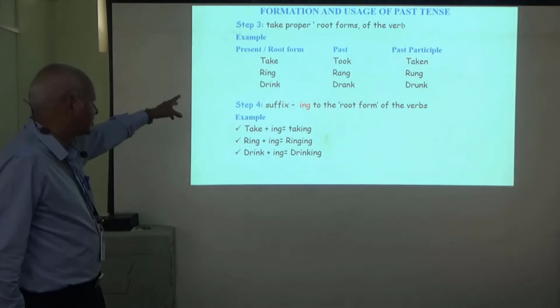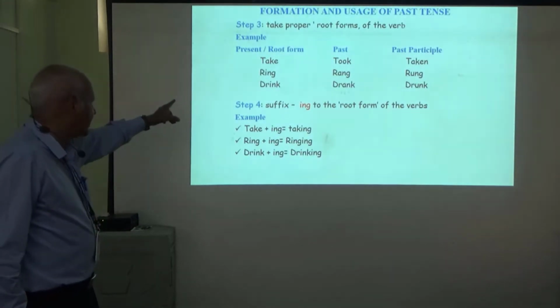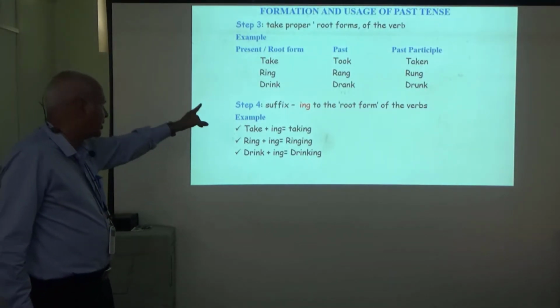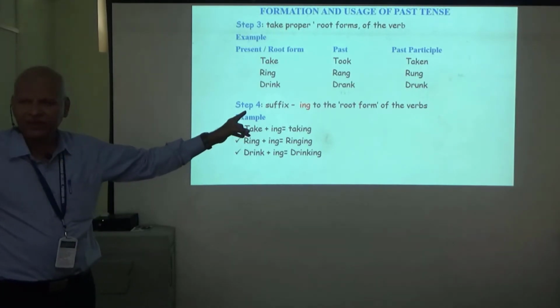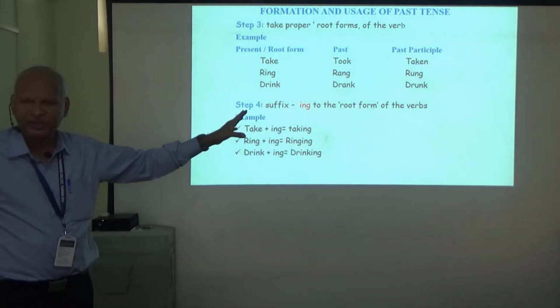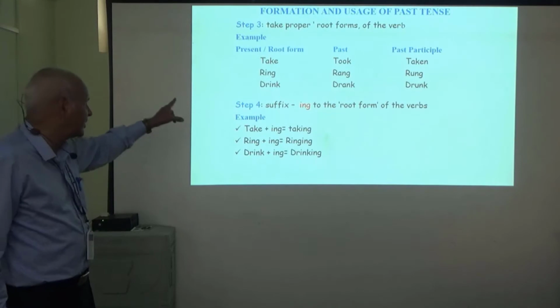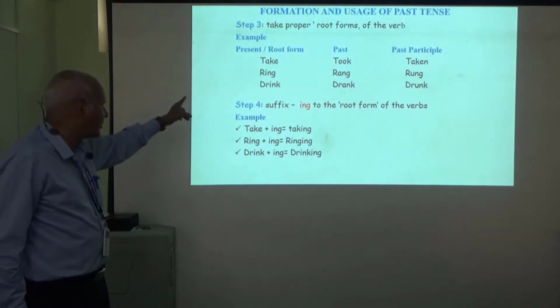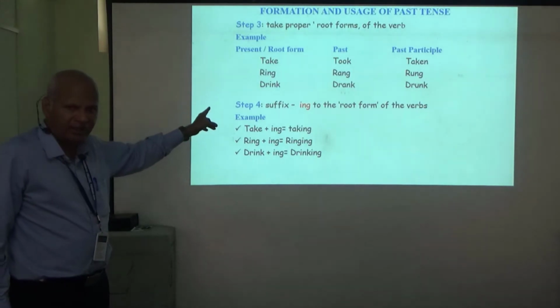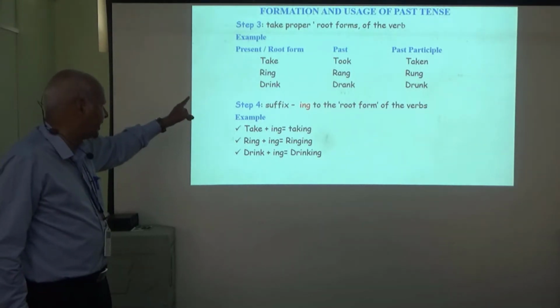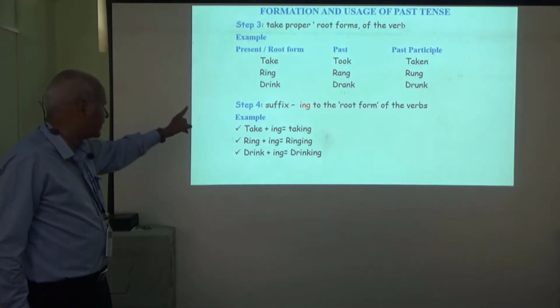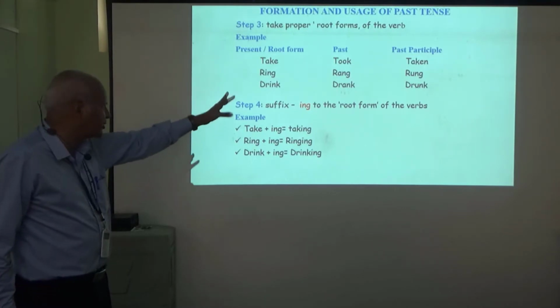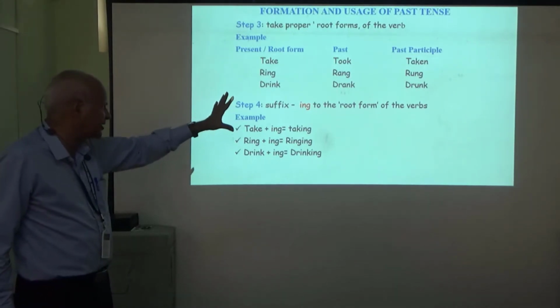See, these are the verbs. Examples are given: take, took, taken. Which is the root form here? Can you please tell me? Take, took, taken. Here the root form is already written on the presentation. Root form will be take, ring, then drink. Those are going to change in the past and past participle.